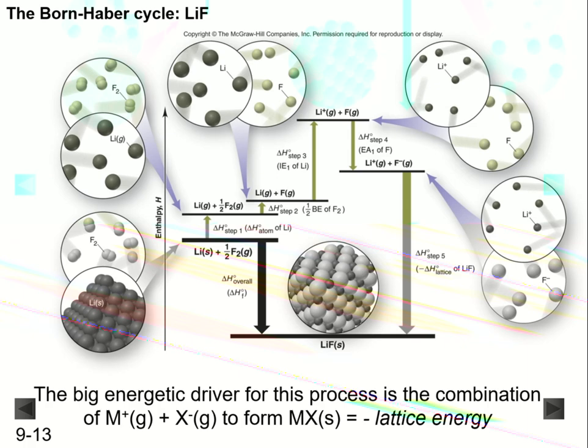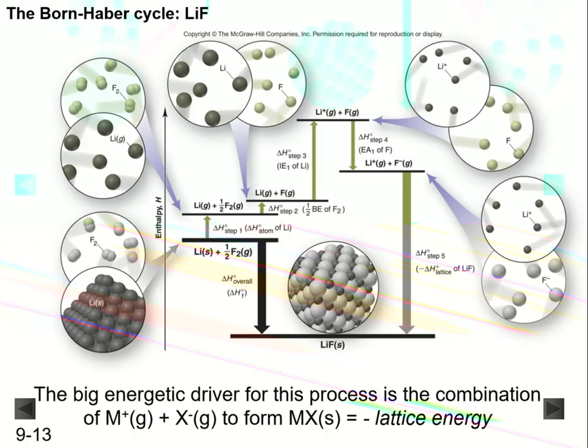Let's start at the thick black line. The thick black line shows us lithium solid plus 1/2 of a mole of fluorine gas. So that would be the reactant pair that would result in formation of lithium fluoride. So I take lithium metal, fluorine gas, react them together, and I get lithium fluoride. So the big black arrow going downward shows us the exothermicity of this process. That's the enthalpy of formation of lithium fluoride solid.